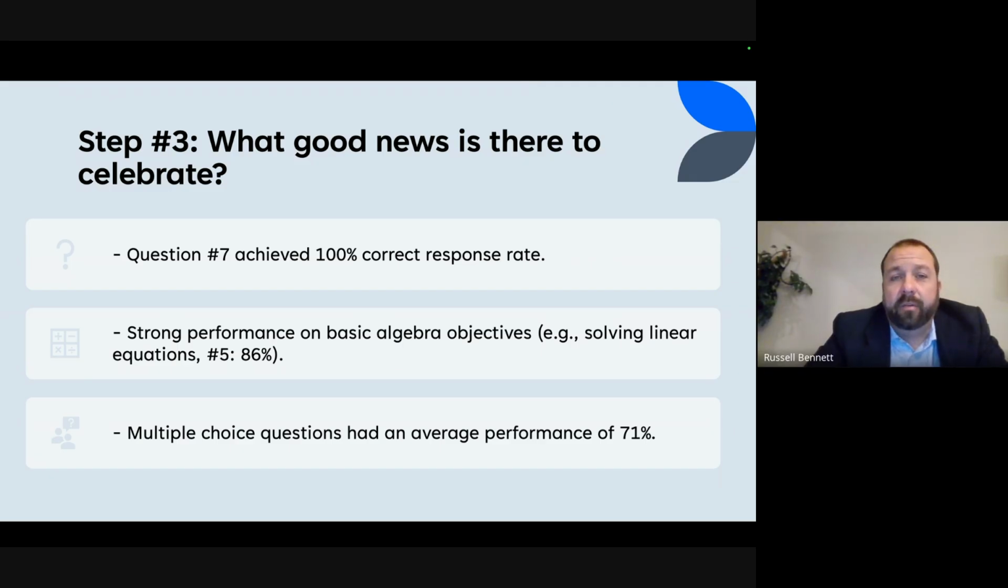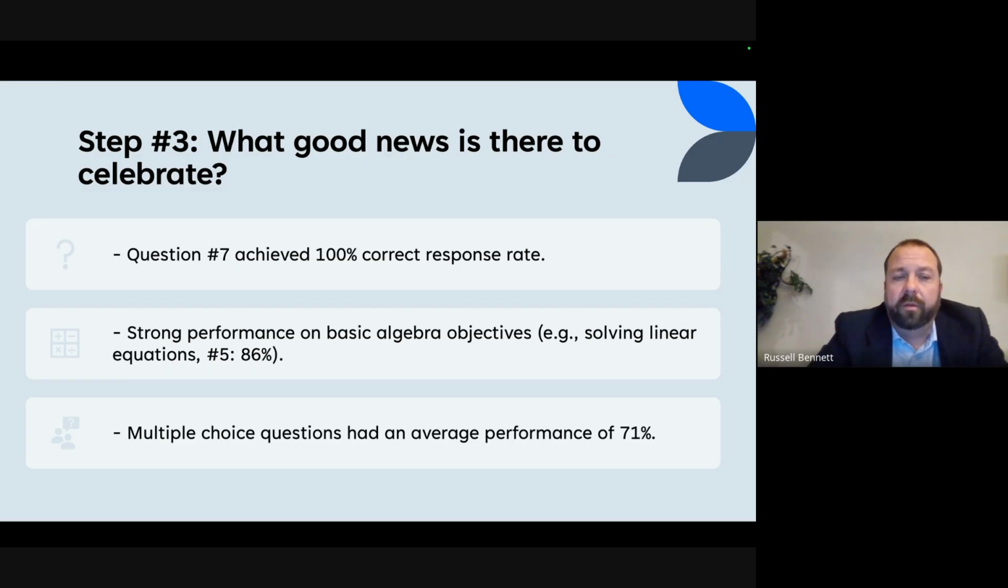And then obviously with everything, we want to celebrate some of the stuff. We talked about it. Kyle talked about it earlier. One of the first things, question number 7, everybody got 100%. There was nobody that missed that question. So that's something to celebrate with all the students, that 100% score.